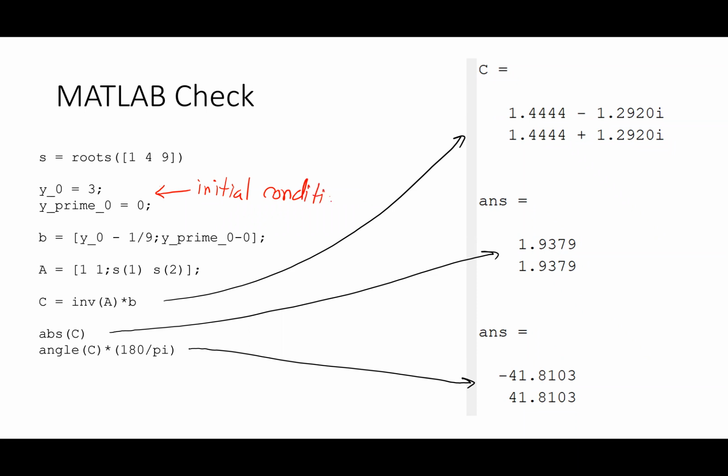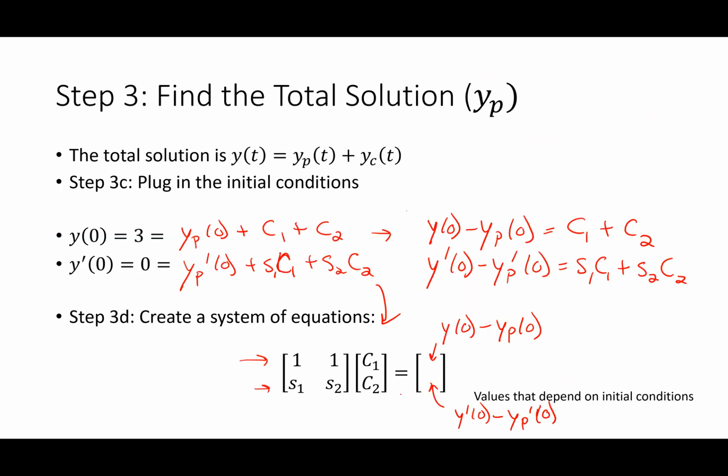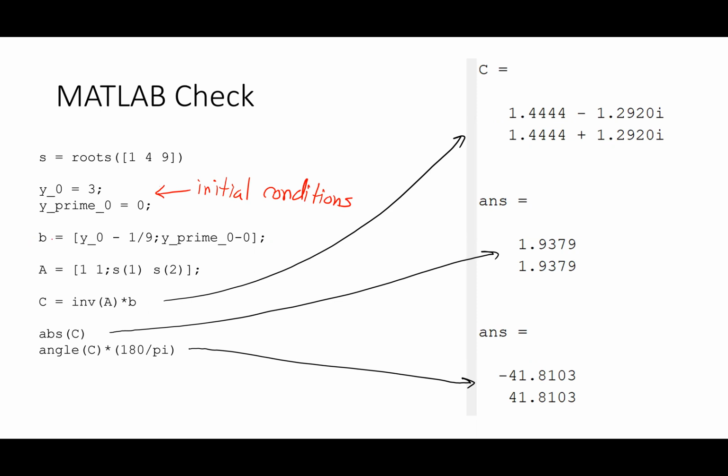So I set up two variables, y underscore 0. This is my initial condition for y. Then I wrote y underscore prime underscore 0. That's my initial condition for the derivative. And then I set up this system of equations right here where I called this B. If I look at this carefully, this is the initial condition minus the particular solution at t equal to 0. And then this is the derivative at t equal to 0 minus the derivative of the particular solution at t equal to 0, right?